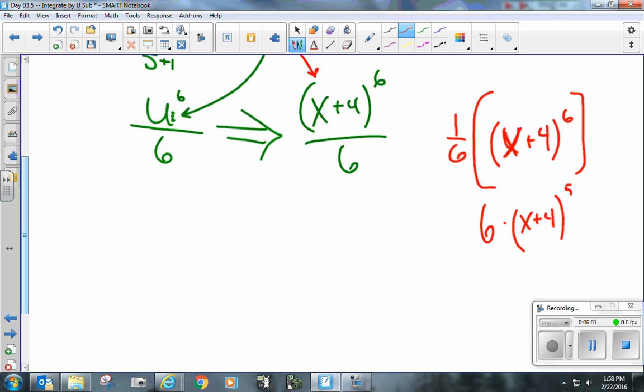Subtract 1 from the exponent, times the derivative of the inside, which is just 1, isn't it? Then I have my 1/6 out front, don't I? These cancel. This means nothing. It works.